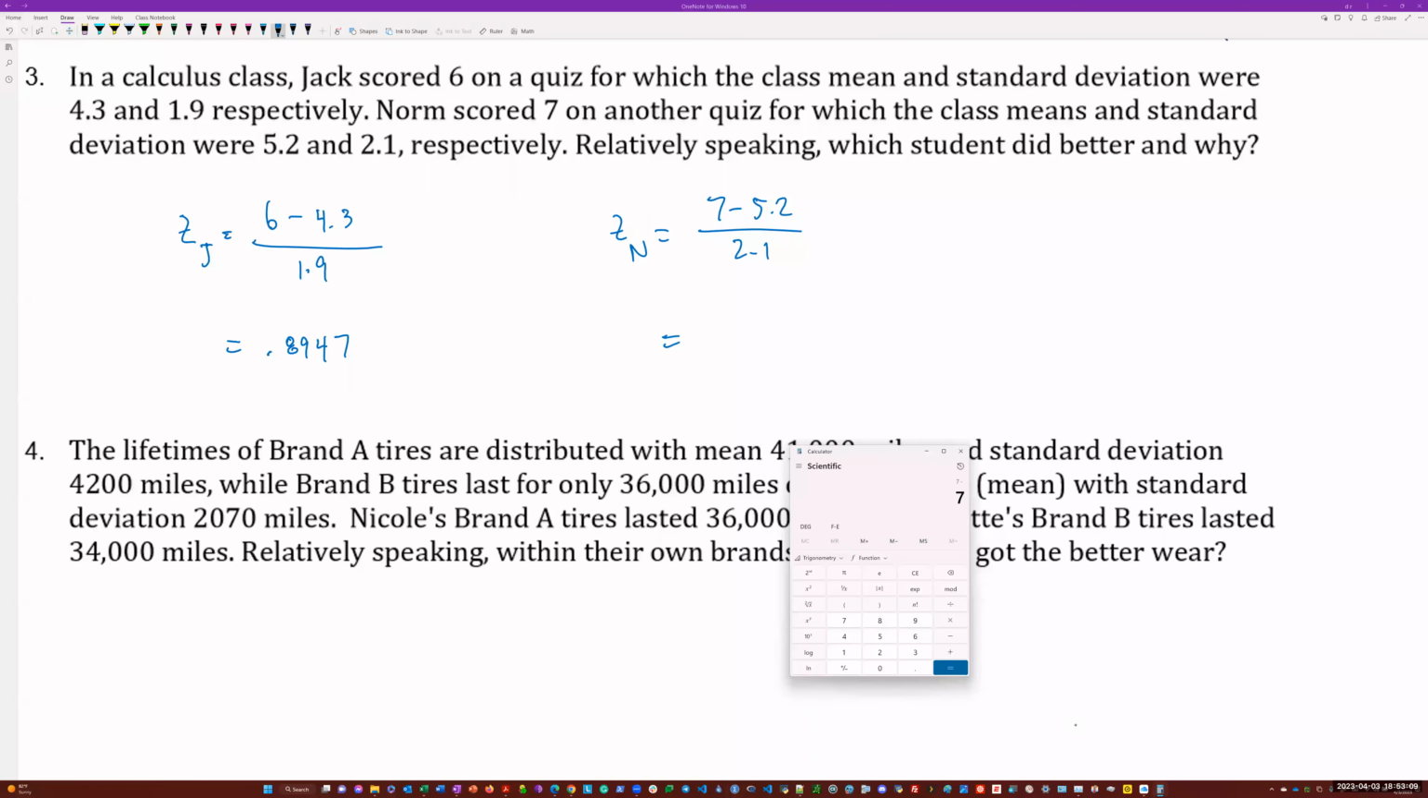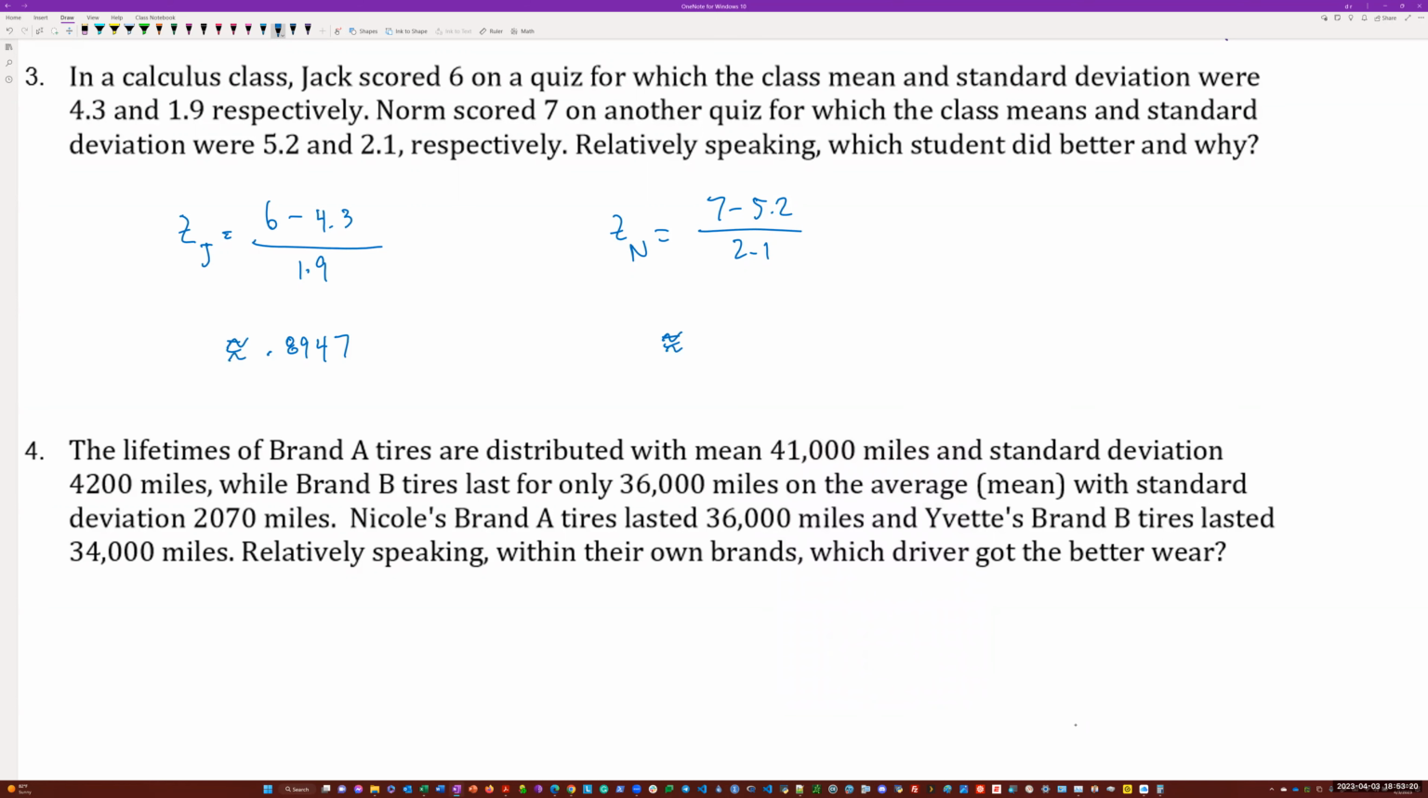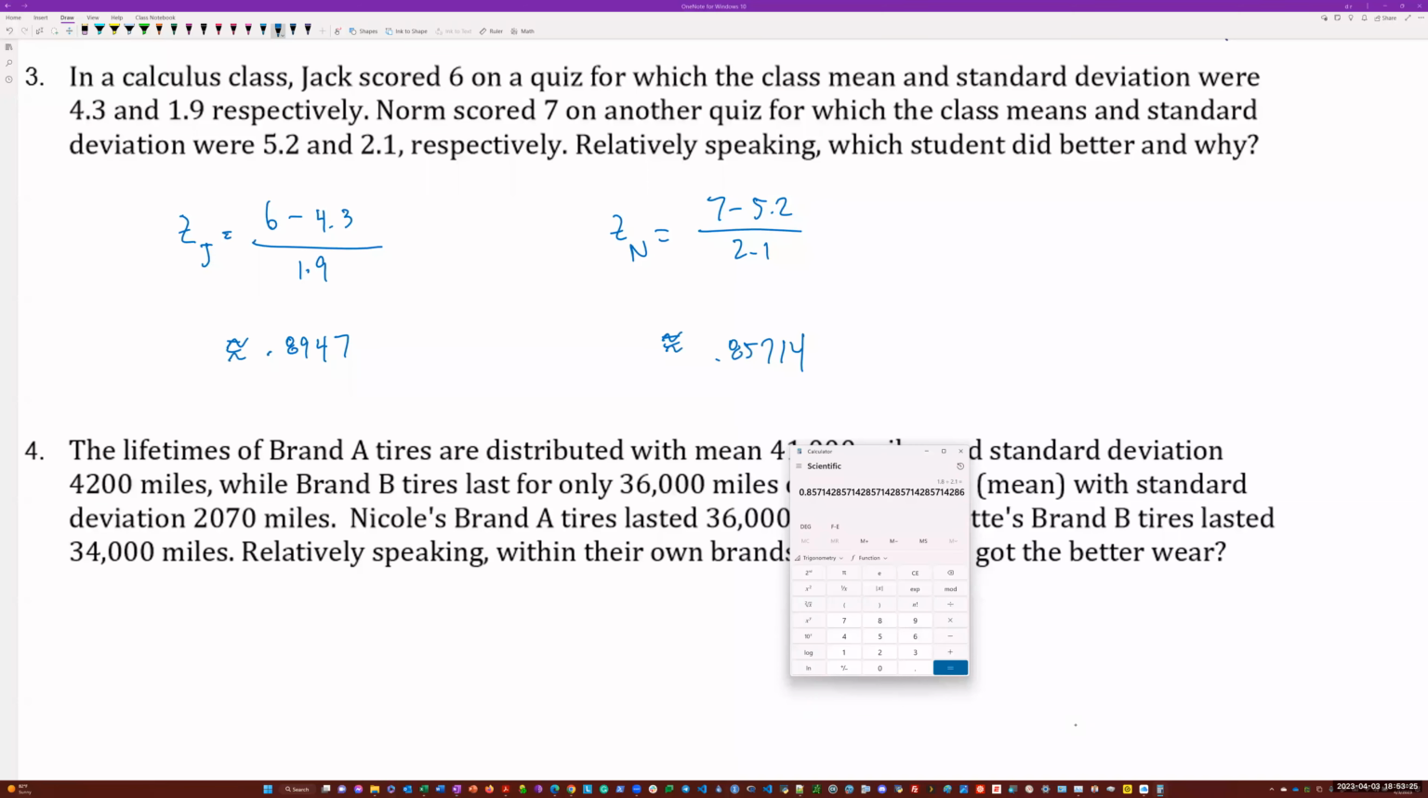The other one, 7 minus 5.2 divided by 2.1. This is 0.85714 or whatever, approximately. Did I do these right? Yeah, that's about right. Does that make sense? What does this mean? Now, if they took the same test, obviously Norm got a better score. Is that correct? Norm got a 7 versus Jack getting a 6. Is that right?